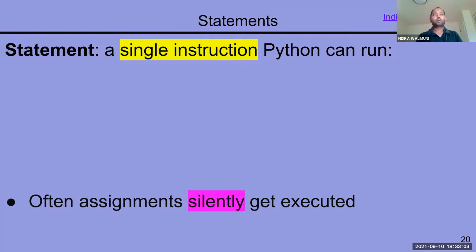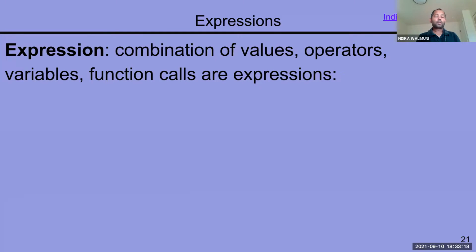So often, assignment statements especially, many statements get silently executed. They don't show you a value on the screen. An expression is a combination of values, operators, variables, and function calls. And it's really important to understand the difference between a statement and an expression. The key difference is that when you run a statement, more often it doesn't print anything to the screen. But when you run an expression, it will print the value.